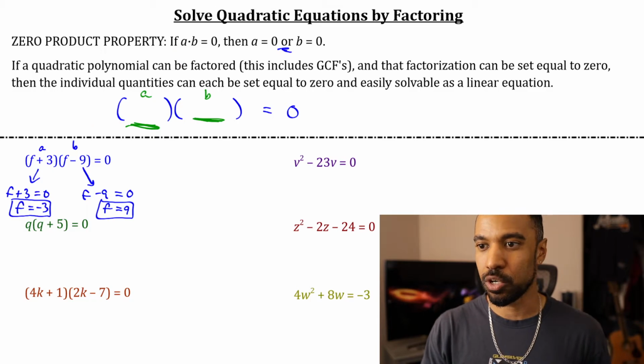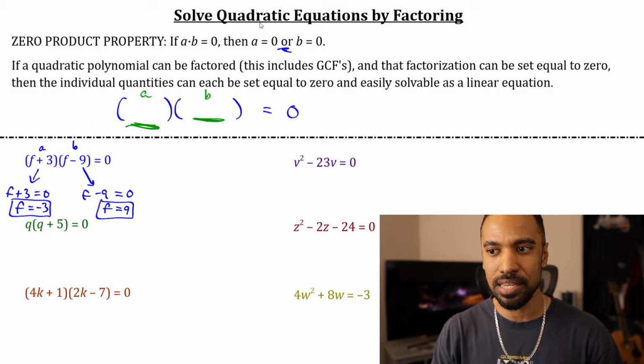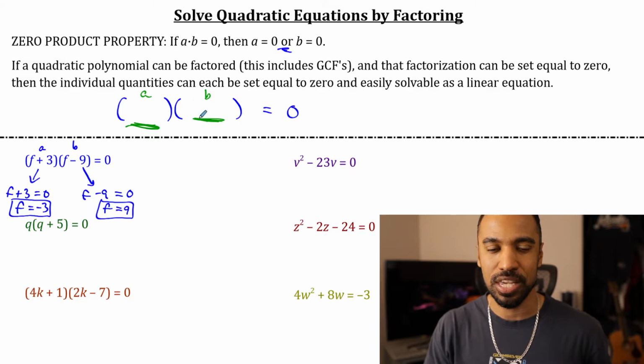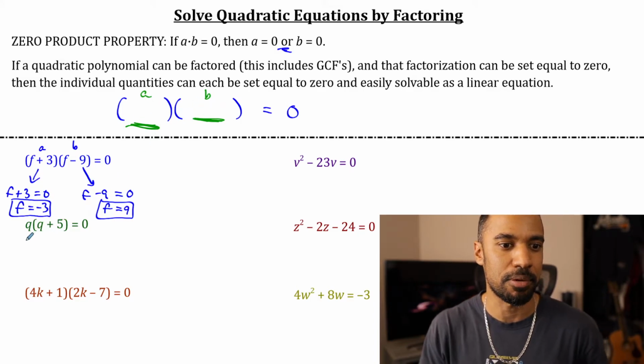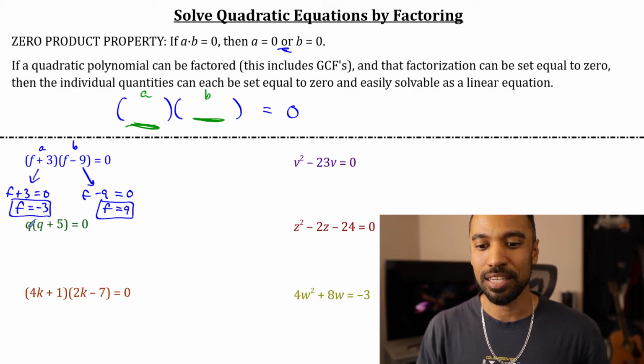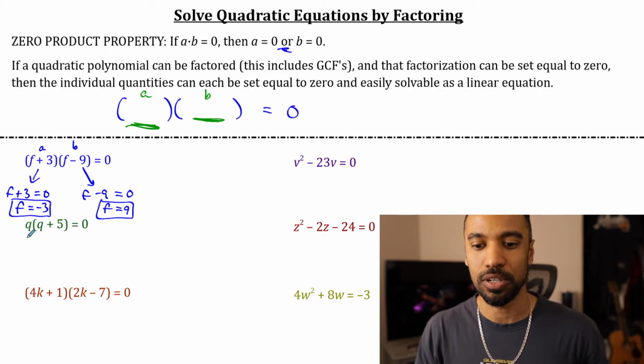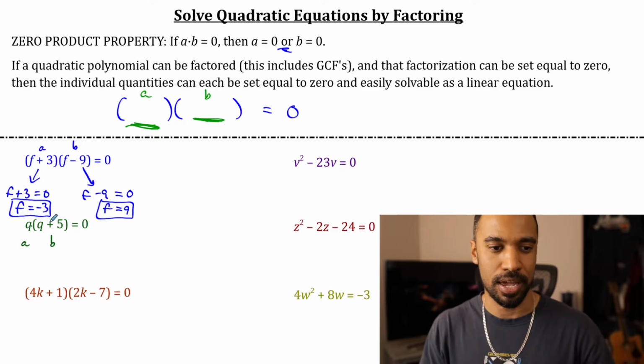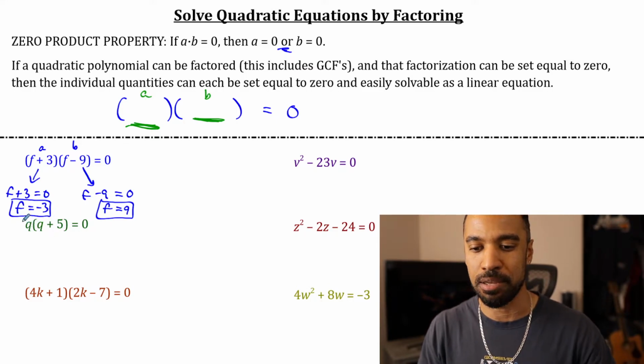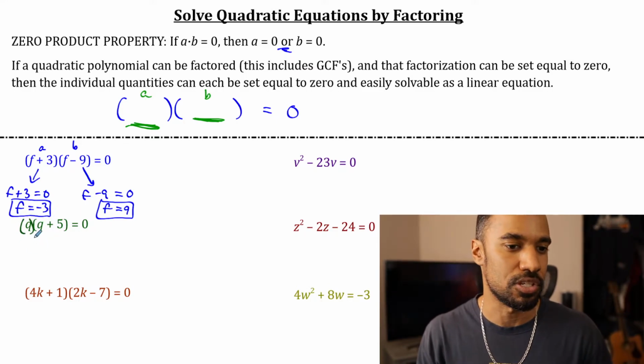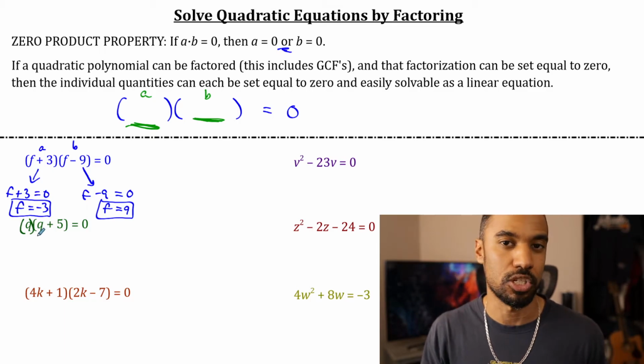All right, let's take a look at the second one. The second one is arguably easier, but because it doesn't have the set of two parentheses, sometimes it bothers people. Q times Q plus 5 equals 0. Look, Q is like your A and Q plus 5 is like your B. This is multiplying two things. If it makes you feel any better, you can wrap this in parentheses as well. The point is you're multiplying two things to make 0.